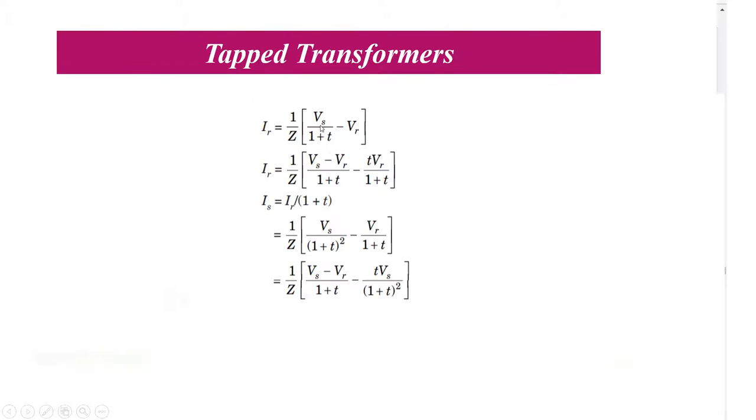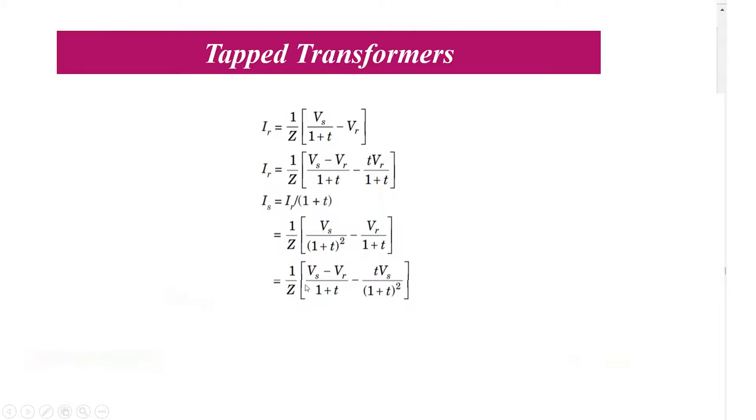Similarly, for the Is value, for a transformer, I1 by I2 is equal to N2 by N1, or Is by Ir is equal to 1 by (1 plus T). So Is is equal to Ir by (1 plus T). I got the Ir value above, so this divided by 1 plus T will be my Is. So Is is equal to 1 by Z times (Vs minus Vr by (1 plus T) minus T Vs by (1 plus T) whole square. So the equations for Ir and Is have been rearranged to suit the equivalent circuit.